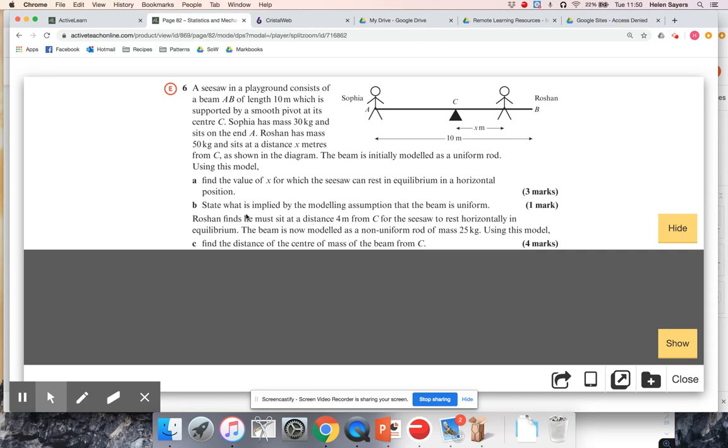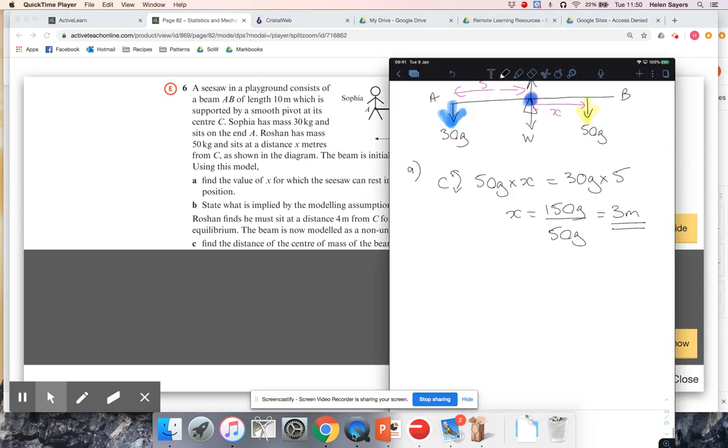Okay, so state what is implied by the modelling assumption the beam is uniform. That's really just gearing you up for part C, because when we stop it, we stop assuming it's uniform. So if it's uniform, the centre of mass is at the centre of the beam.